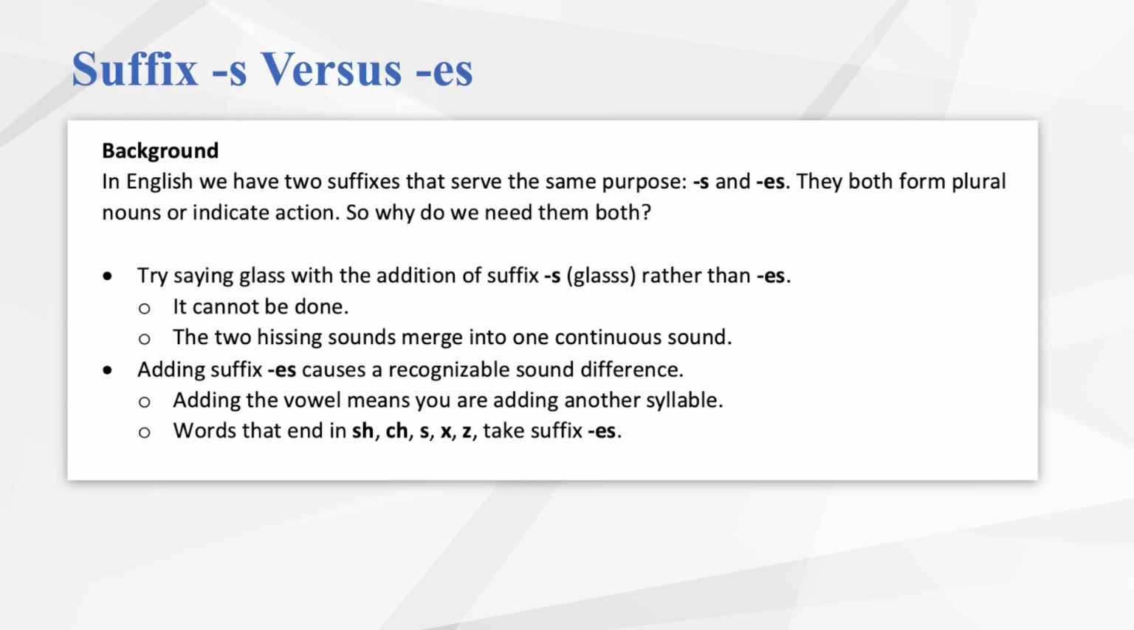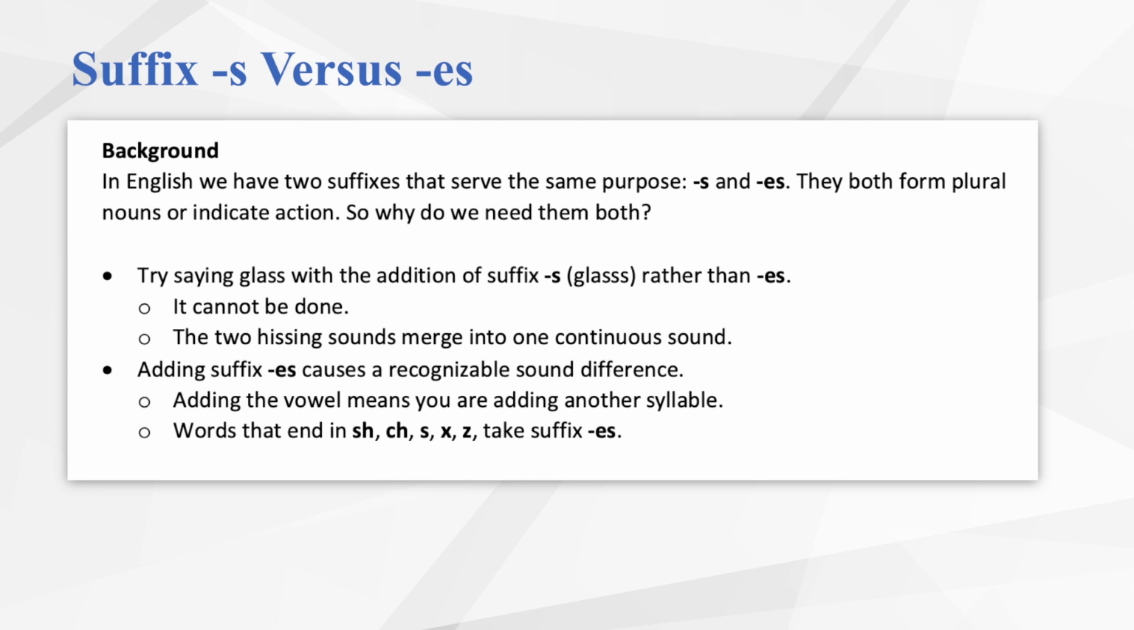First on our list is suffix s versus suffix es. In thinking about them for just a moment, we realize they both accomplish the same goal. When we add either to the end of a noun, we've created a plural noun. When we add either to the end of a verb, we're showing action for subject-verb agreement. So why is it that we really need two suffixes if they do the exact same job?